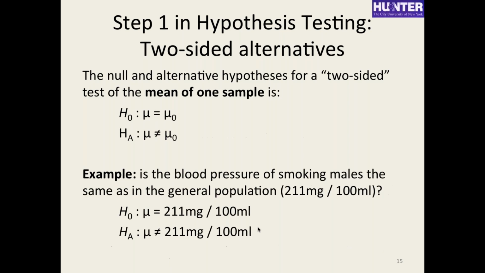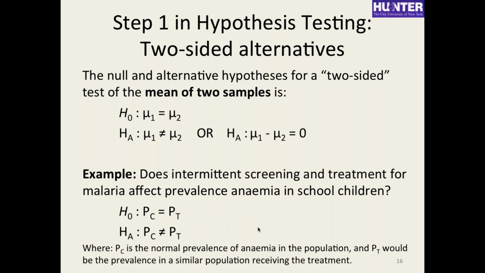Okay, so that's a two-sided hypothesis, but we're only taking one sample. It's a single sample t-test. Okay, we're starting with a value that we know, taking a sample from another group, and seeing how it compares to that first group. Now the second one is that we're taking two samples. This is a two-sample t-test.